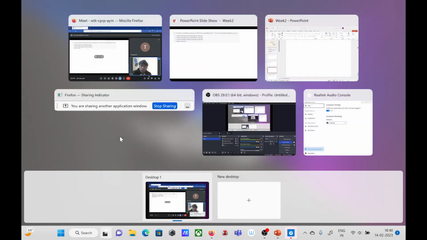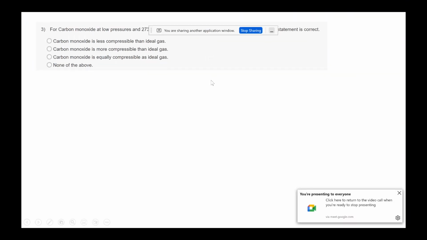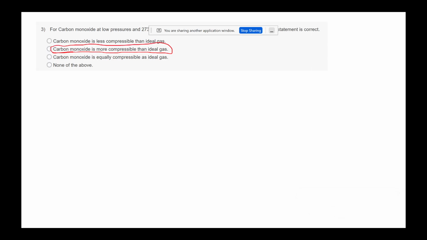As Tathagata said, this should be a straightforward thing. It should be this one: carbon monoxide is more compressible than an ideal gas. So, as I've said, what is Z?